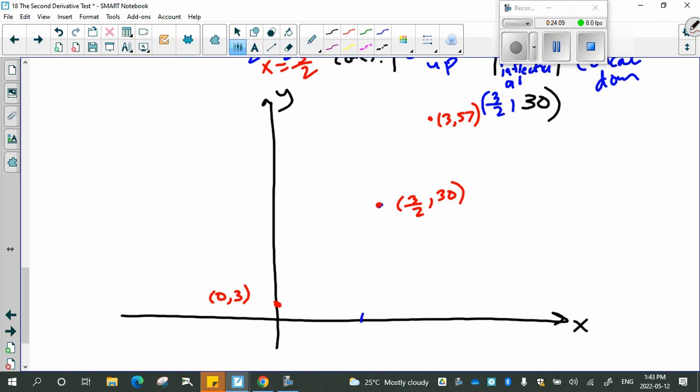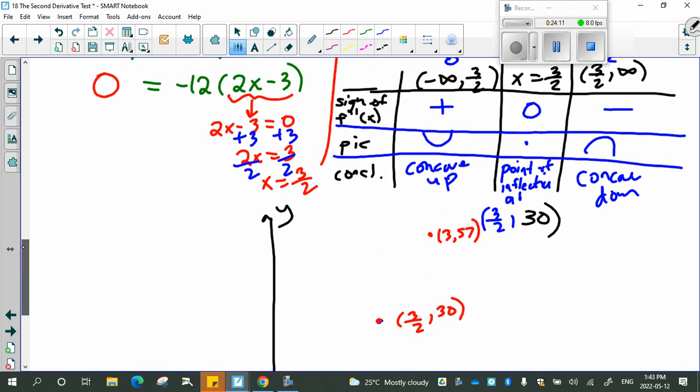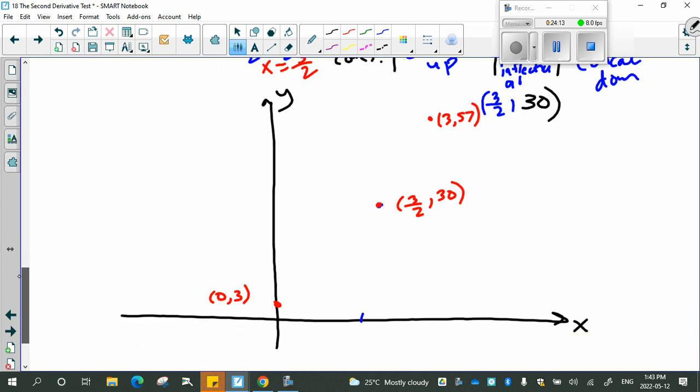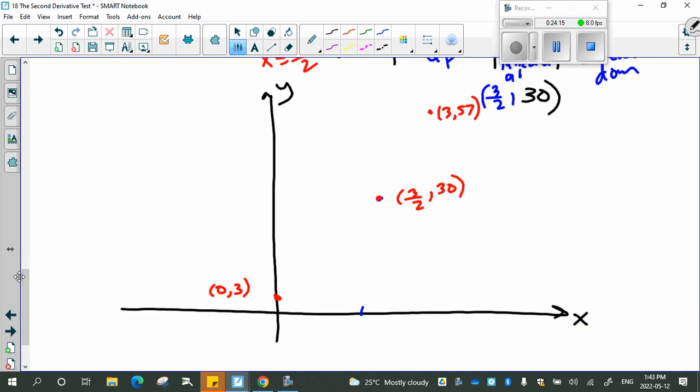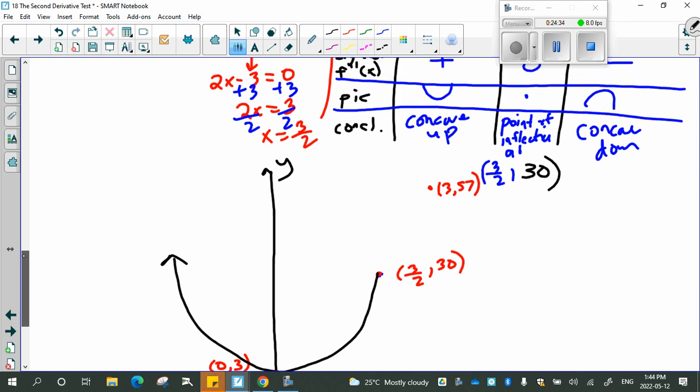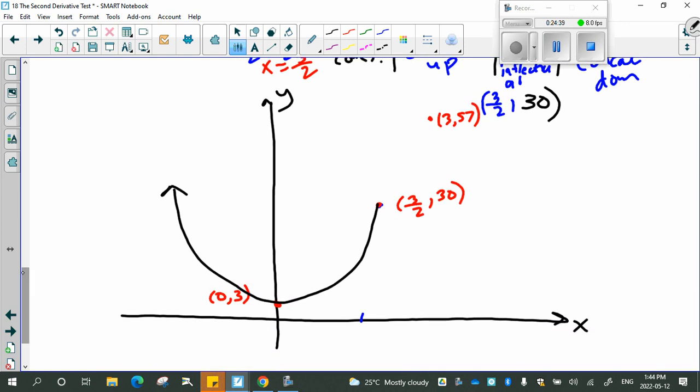And then we want to look at our second derivative test. It says I'm going to be concave up from negative infinity to 3 over 2. Concave up is a smiley face, right? So I'm always going to be concave up. So here I go, concave up from here to here. Big smiley face, and I can put an arrow this way. And then my second derivative test says I'm always concave down from 3 over 2 to infinity.